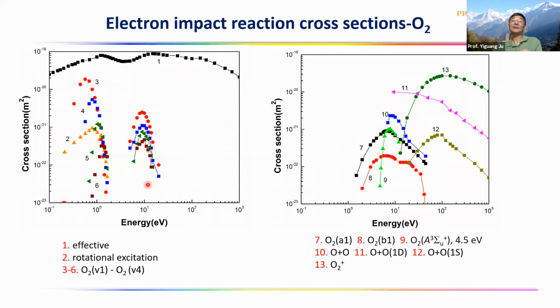But at 10 eV, you can start to see the excitation of the O2 A state and B state, and then you have dissociation and singlet oxygen production, singlet delta production, and even ionization at 13 eV. Most non-equilibrium plasmas have electron energy above 2 electron volts. In this region, they generate a lot of these excited states. That's complicated plasma chemistry.